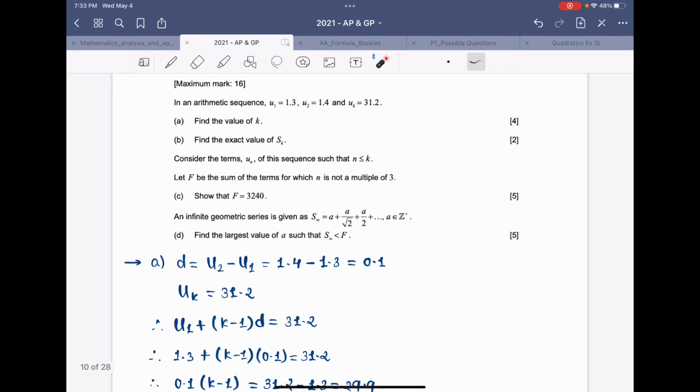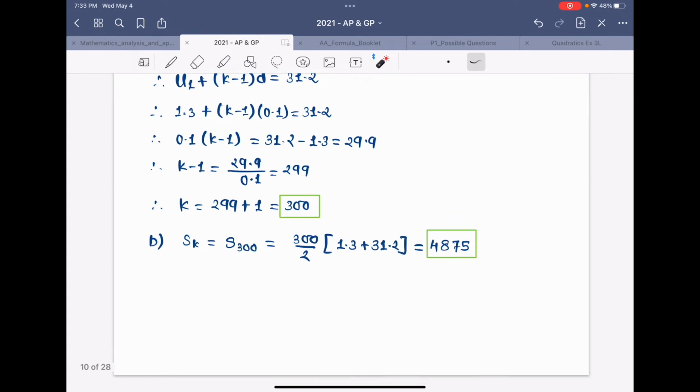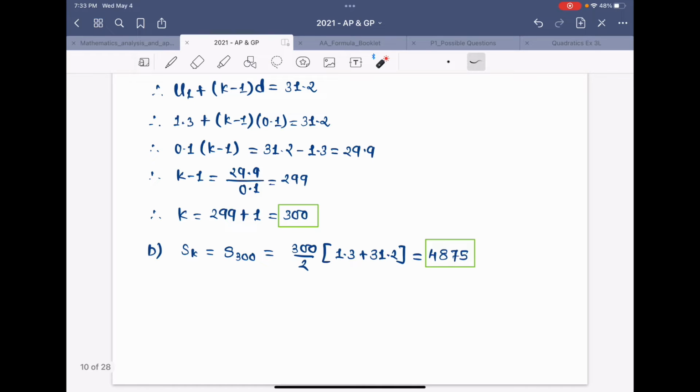Next one, find the exact value of SK. Although you are allowed to use a calculator, you don't write the answer of this in decimal. So SK is basically S300, because we know the total number of terms is 300. So 300 divided by 2 times U1 plus UN. I'm purposely using the second formula because I know the first term, which is 1.3, and I know the last term, which is 31.2. I'm adding them and multiplying by 300 divided by 2. I'm getting 4875. Here I'm not getting a decimal number, so obviously we will write it as it is, 4875.